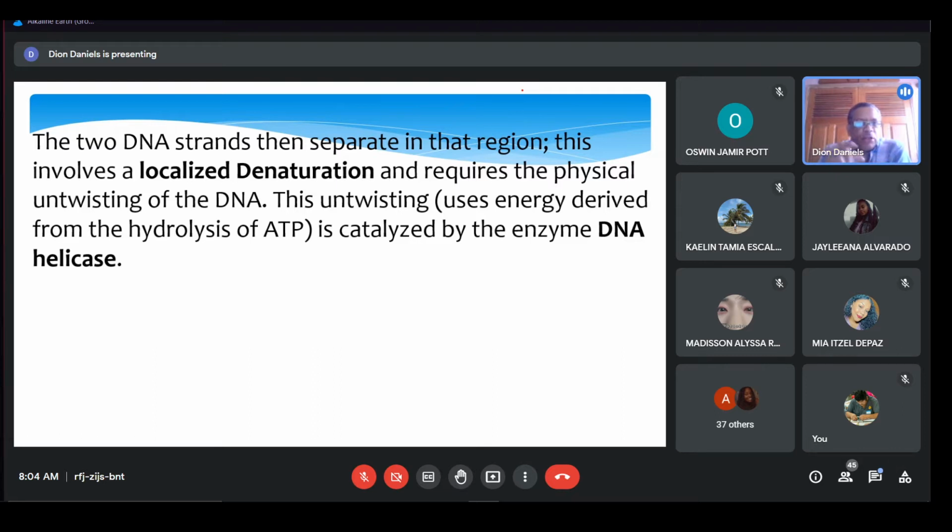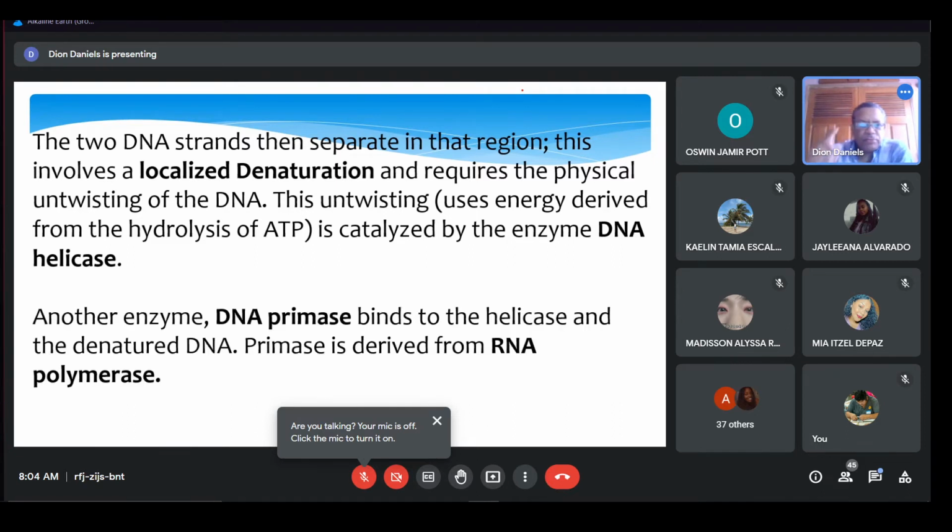So we said that untwisting of that DNA molecule uses energy, and that energy comes from ATP. Right? So the hydrolysis of ATP releases energy which is used by the DNA helicase in untwisting the DNA molecule. Okay? So after denaturation, what takes place?